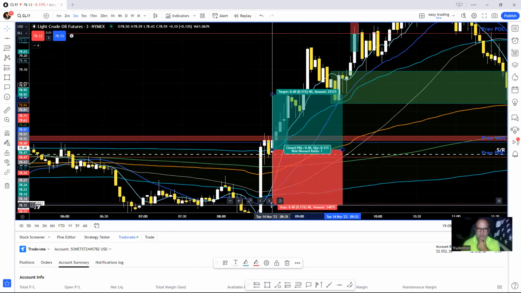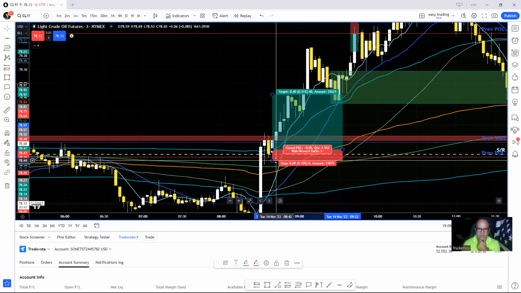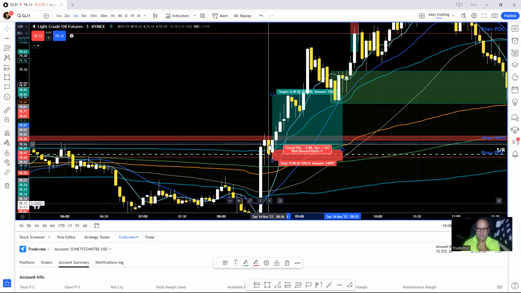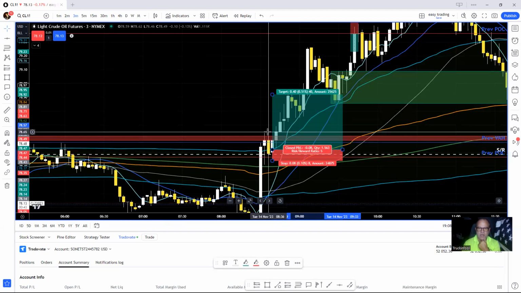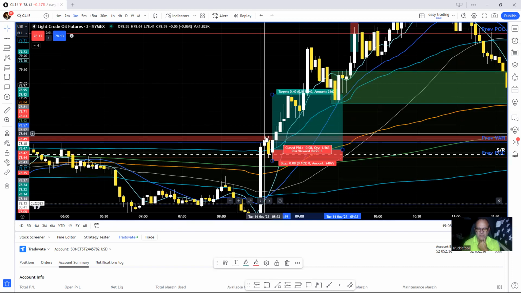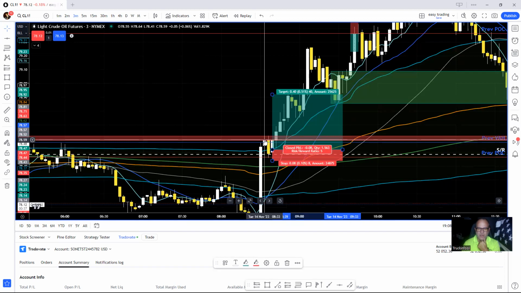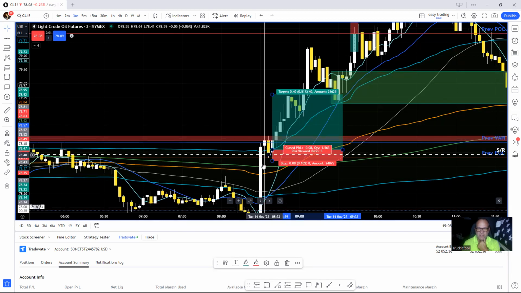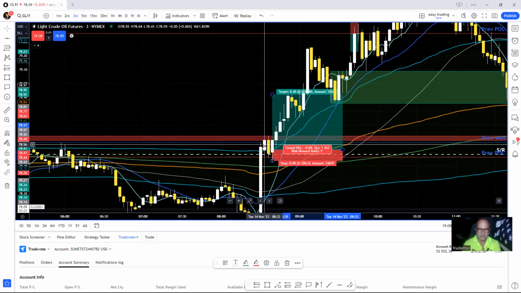And then I would have risk just below that point of control that we just broke above. So it's basically a retest of the point of control after going through that supply zone. And it would have been at the close of this candle. So this wick would not have been of concern to me, obviously.